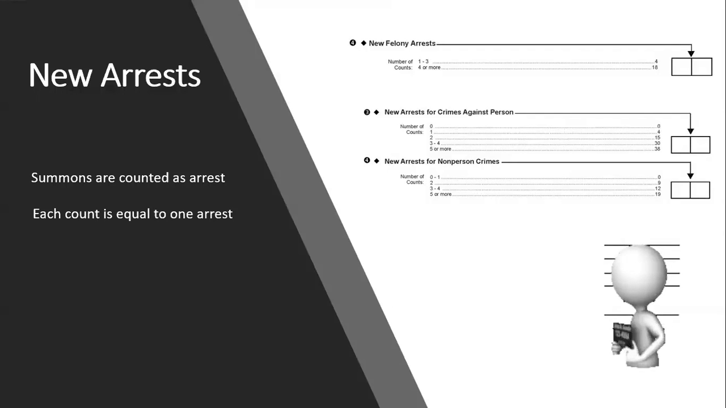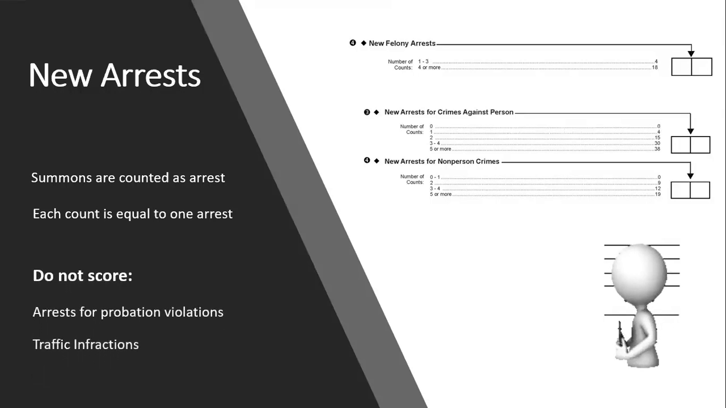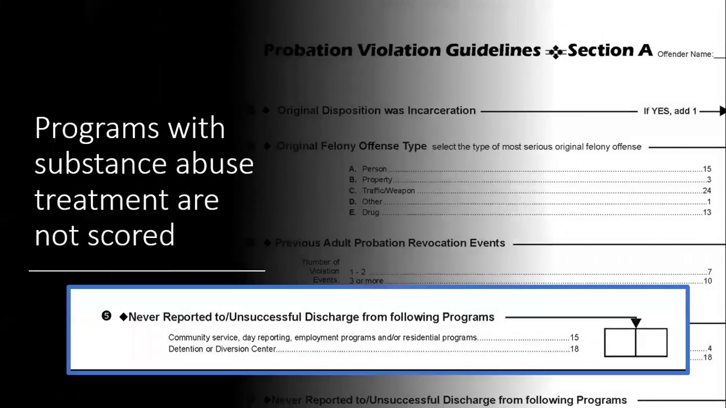For example, if in July the defendant was arrested on the same day for an assault and disorderly conduct, that would count as 2 arrests. What is not scored for this factor are arrests for probation violations or traffic infractions, as traffic infractions are not scored anywhere on the sentencing guidelines. On Section A, for the factor never reported to or unsuccessful discharge from the following programs, programs with substance abuse treatment are not scored.